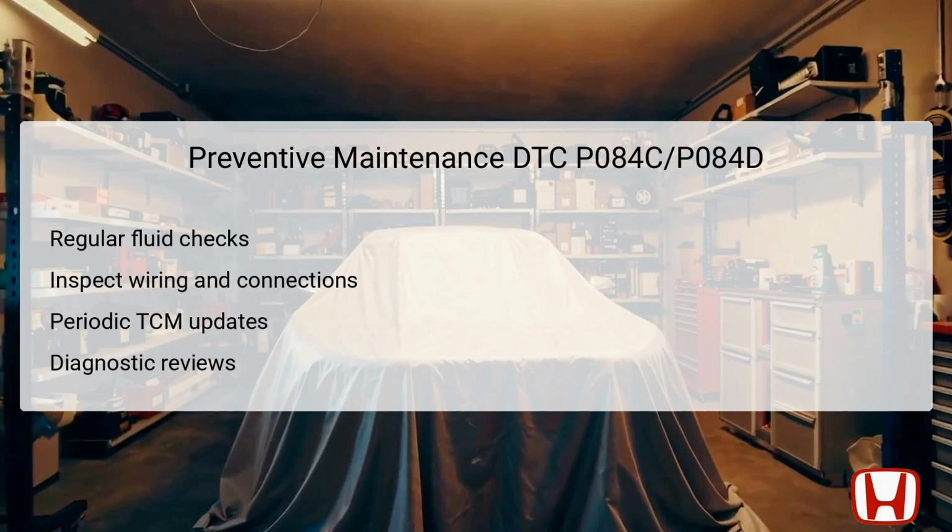To prevent reoccurrence of DTCs P084C and P084D, implementing a regimen of preventive maintenance is critical. Regularly checking transmission fluid levels and conditions not only helps in ensuring proper hydraulic operation, but also provides early indicators of potential issues. Thorough inspections of the wiring and connections specifically linked to the transmission fluid pressure switch and TCM can uncover unnoticed wear and possible damage.